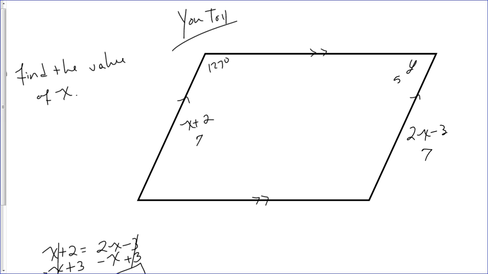If you said 53 degrees, you'd be correct, because 53 plus 127 is, of course, 180. That means this angle is 53 degrees, and this angle is 127 degrees. All right, let's keep going.